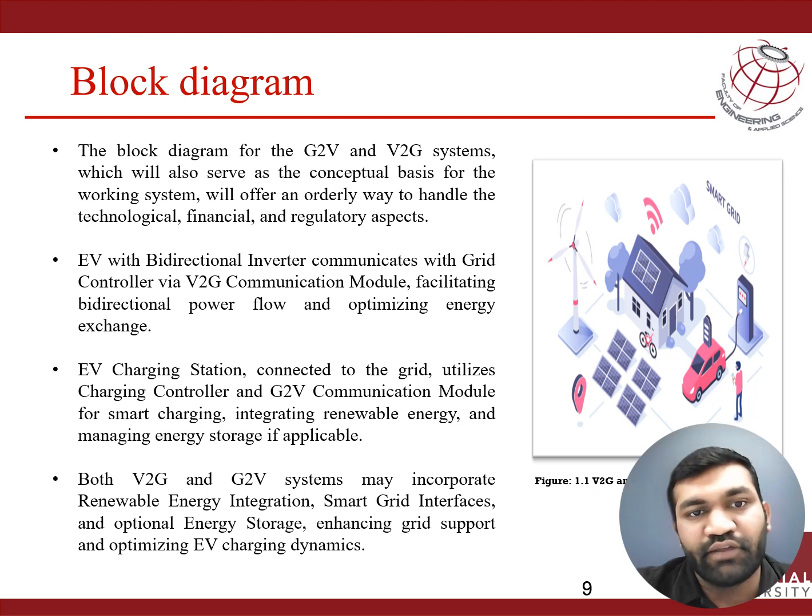So the electric vehicle with the bidirectional inverter communicates with the grid controller. We use different systems here, like the electric power system input and output. The input comes from the grid and the output is for the onboard system. The bidirectional converter function is used for AC to DC and DC to AC whenever it's required by the system.